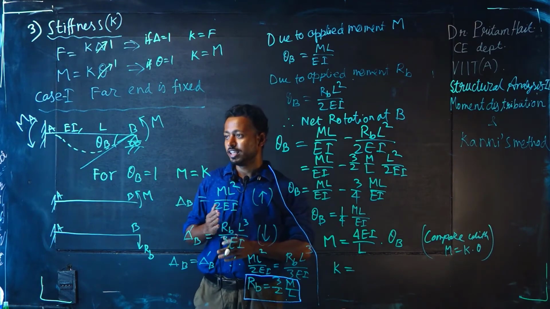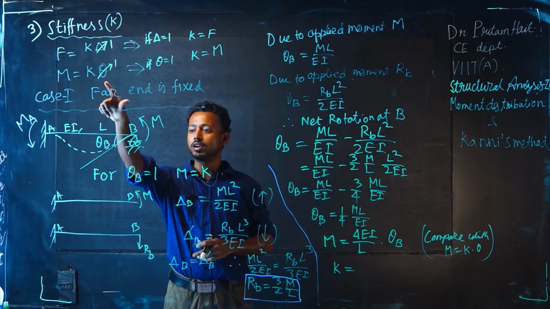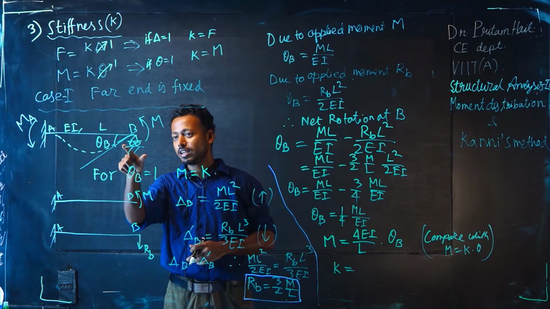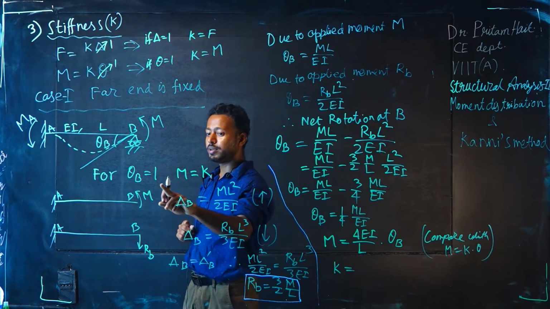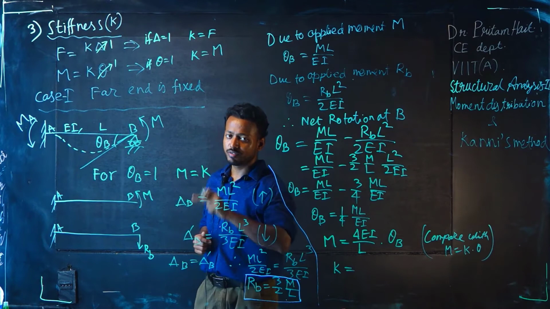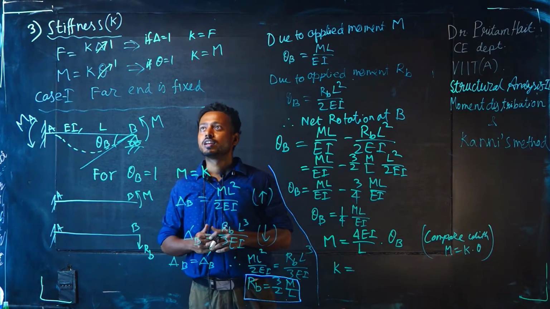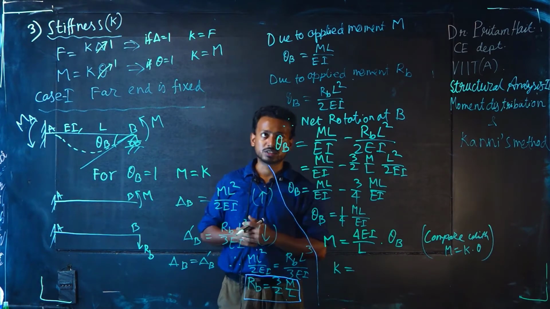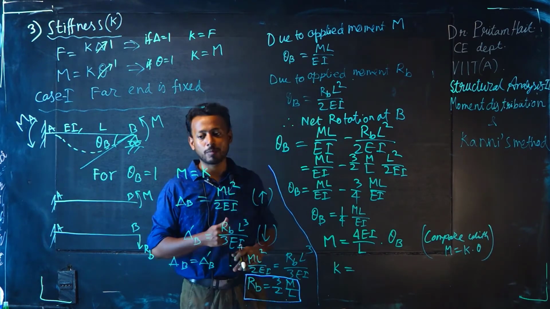Now just consider theta equals 1. Due to the applied moment M, the rotation at joint B is theta B. If theta B becomes unit, the applied moment can be called stiffness as per the definition of stiffness. So we can say for unit rotation, the required moment is called stiffness. Come to this point, theta B equals ML by EI due to the applied moment M.